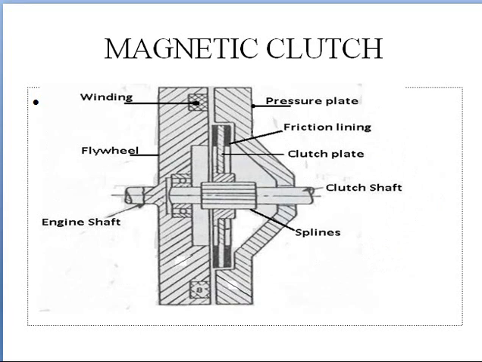And next one is the magnetic clutch. Here there are two windings. This is one winding and here is another winding. This is the flywheel, this is the engine shaft, this is the pressure plate, these are the frictional linings, this is the clutch plate and this is the clutch shaft, these are the splines.